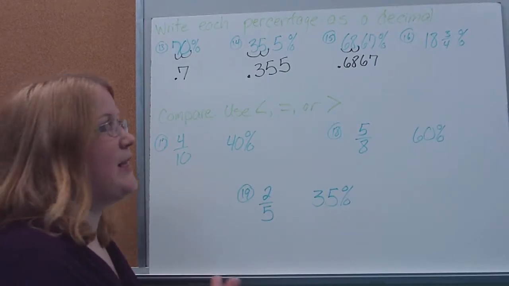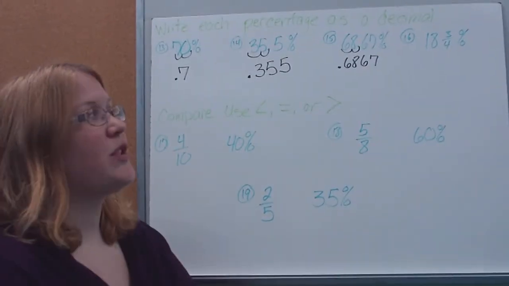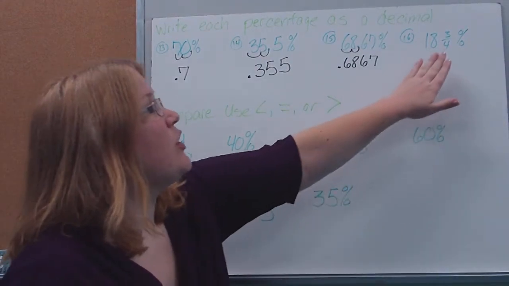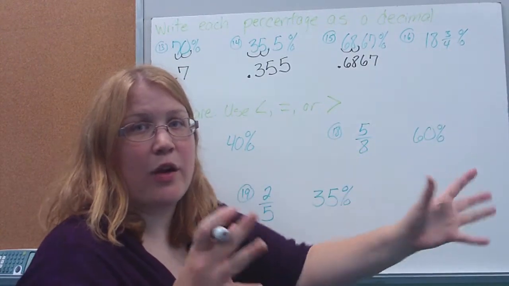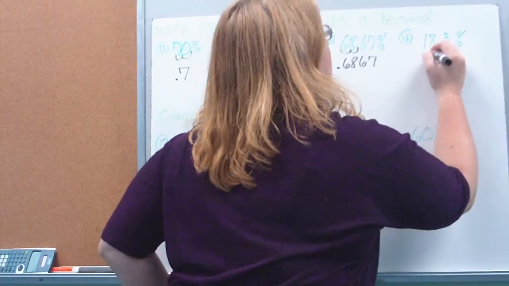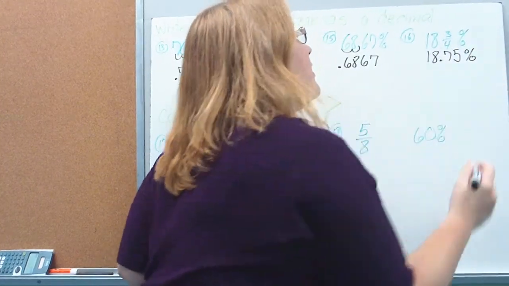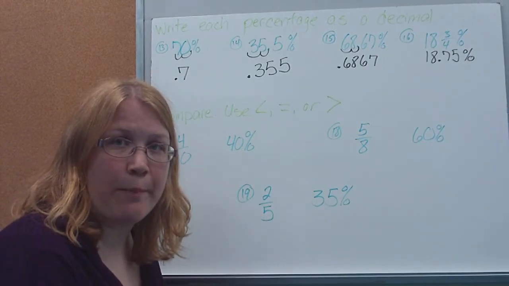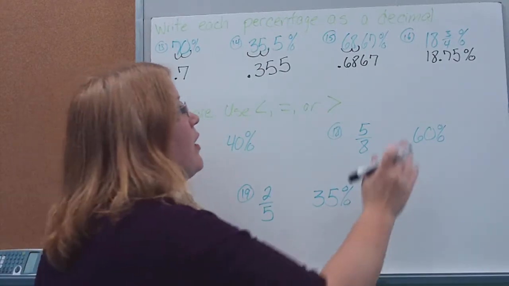up with 0.6867. Here what you'll notice is I have 18 3/4%. I want to change it to a decimal, which means I can't leave the fraction there. So I'm going to have to change this fraction into a decimal before I go and change my percentage. So the first thing I'm going to do is rewrite this, still keeping the percentage, just changing 3/4 into its decimal form, all right? Because we don't want to mix decimals and fractions.